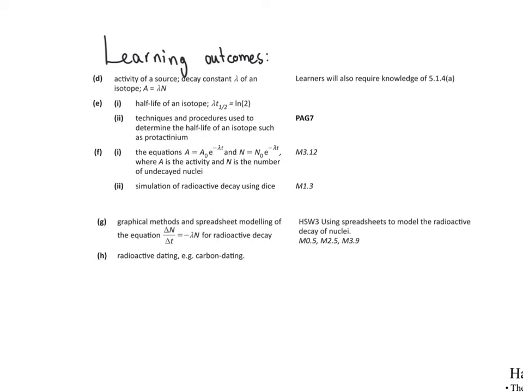Hi everyone, so in today's Radioactivity lesson 2 we'll be learning about the activity of sources, half-life, techniques and procedures to determine the half-life of an isotope. We'll also be looking at exponential equations again. And we will talk a little bit about how we can use dice as a simulation of radioactive decay.